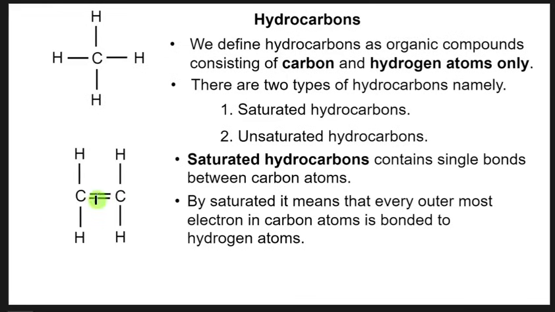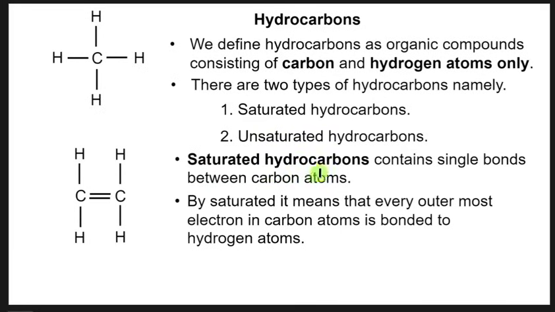But in this one, carbon contributed one electron to hydrogen, and here one electron to hydrogen. So the other two, it contributed to the other carbon. Equally, this one contributed one electron to hydrogen, and here one electron to hydrogen, but here it only contributed to the other carbon. So not all the valence electrons here have been bonded to hydrogen, but here they have been. Hence, by saturated, we mean that every outermost electron in carbon atoms is bonded to hydrogen atoms. All right. So you also need to know the definition of saturated hydrocarbons.